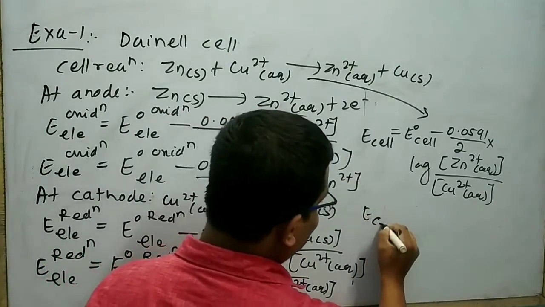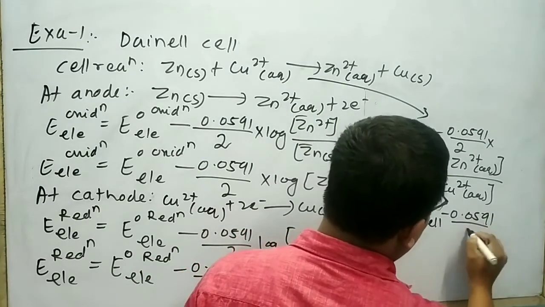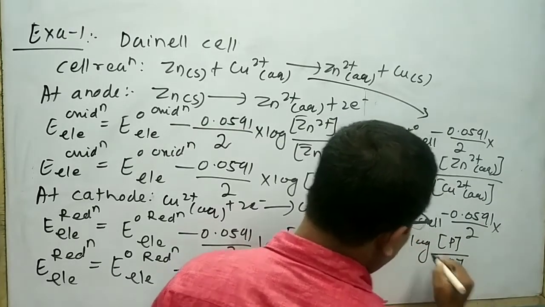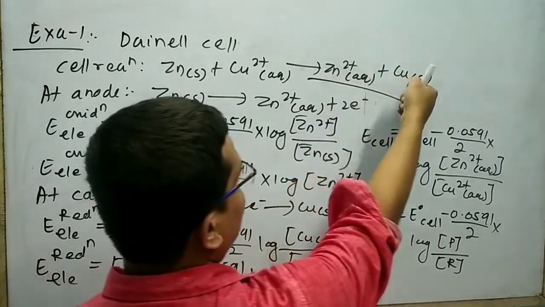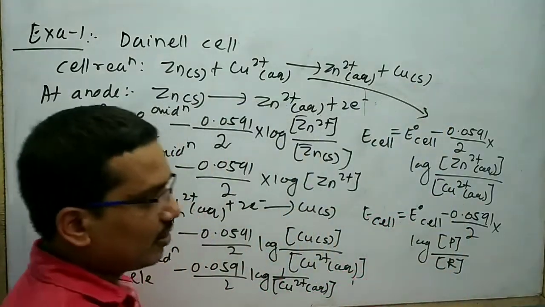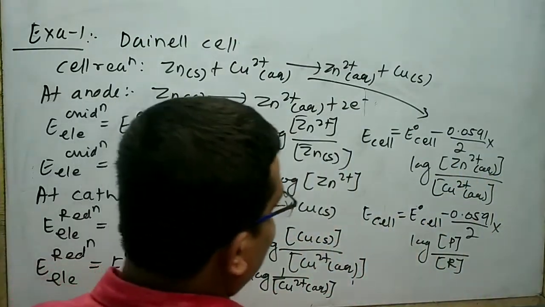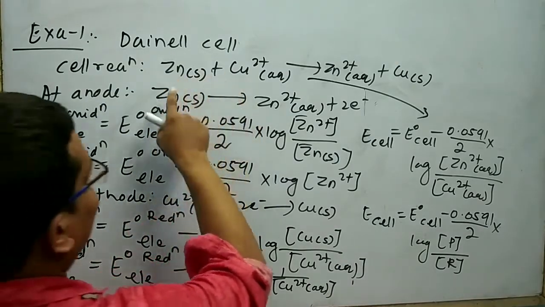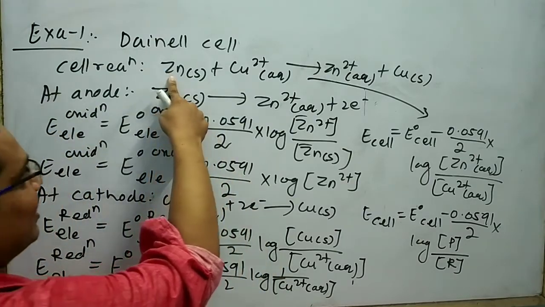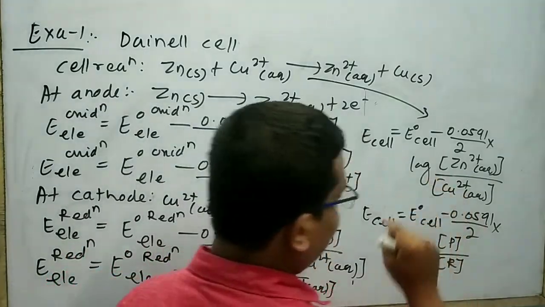We know that E cell equal to E0 cell minus 0.0591 divided by 2 into log of concentration of the product divided by concentration of the reactant. Here the product is Zn2 plus and Cu solid. Since the concentration of Cu solid is 1, here only concentration of Zn2 plus aqueous is written. Like that, if you think about the reactant, there are two reactants, one is your Zn solid, another is your Cu2 plus. Since the concentration of Zn solid is unity, here only concentration of Cu2 plus aqueous is written.